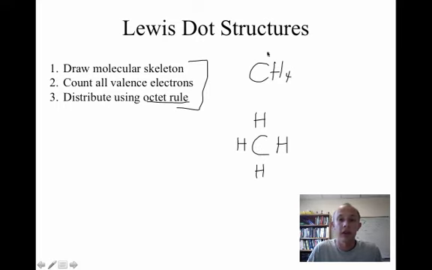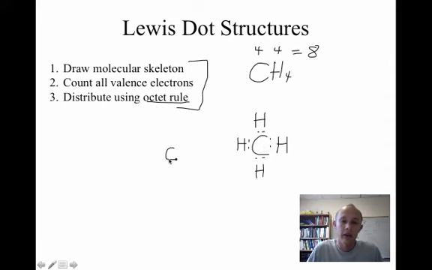Now let's count our valence electrons. Carbon is in the 4th column, so there's 4 valence electrons. Each hydrogen has 1, so we have 8 total electrons. If we distribute those according to the octet rule, we'll surround carbon with 8, and each hydrogen will be surrounded by 2. Notice carbon is surrounded by 8 electrons, and each hydrogen is surrounded by 2, so everyone's happy. Everyone has a full octet of electrons.